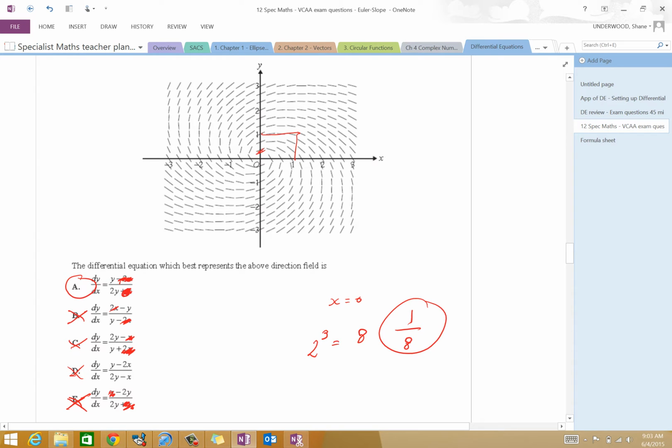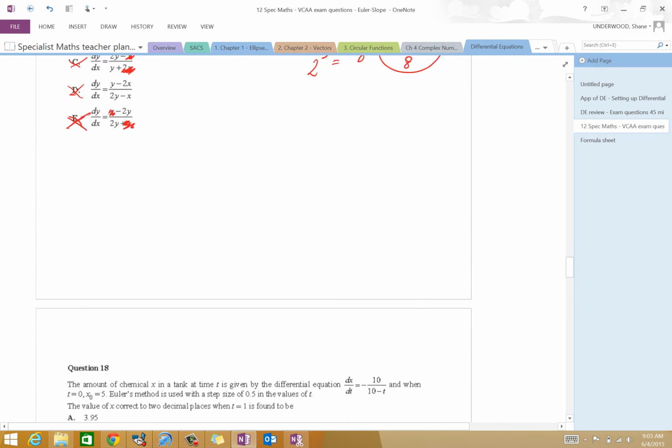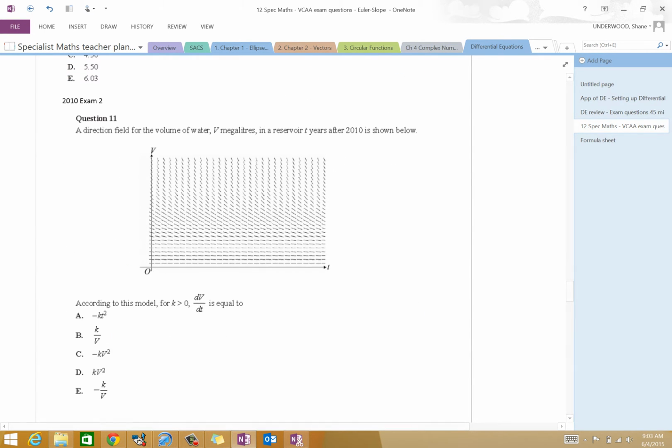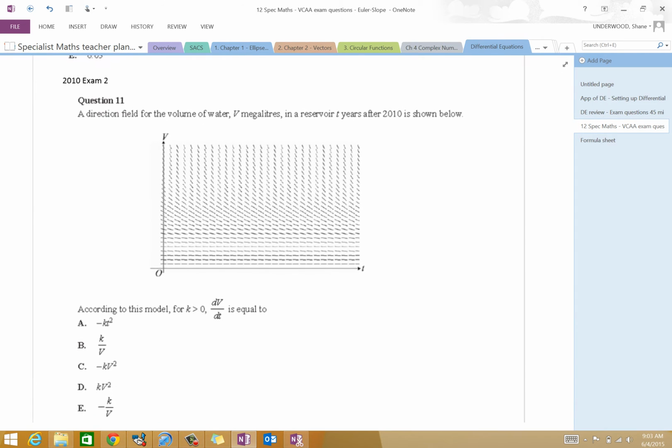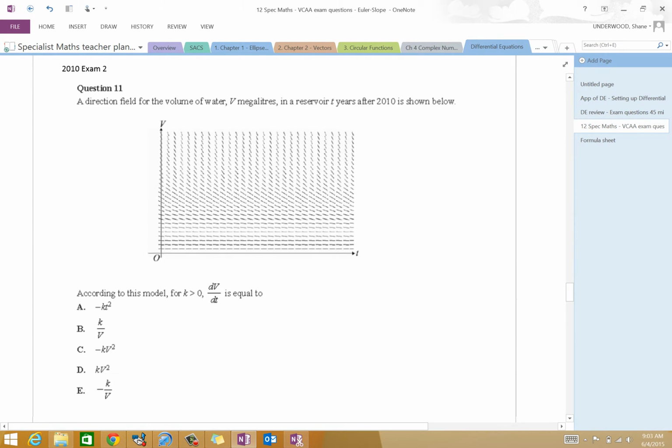All right, now, I think it's about time. I guess let's skip that. I'm not going to do another Eulers because we can do those later on in the year. And I don't want this video to go forever, but let's have a look at this slope field. Okay, what about this? According to this model, for k greater than 0, dv/dt is equal to.